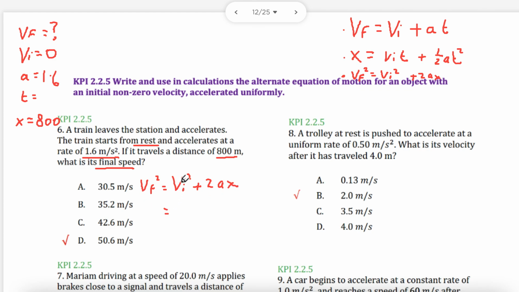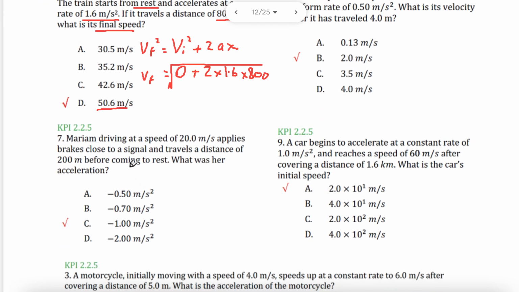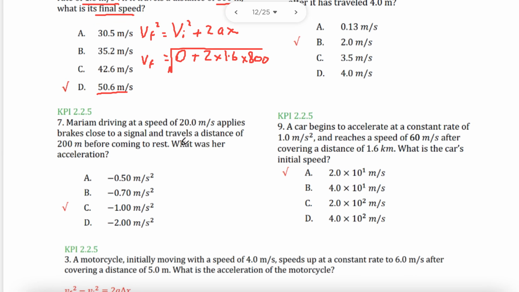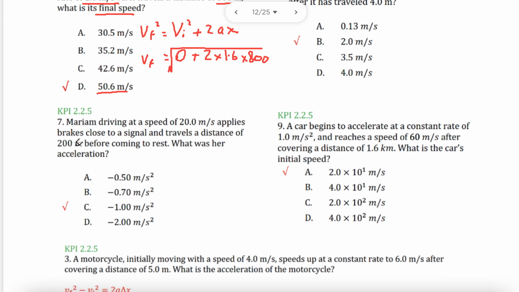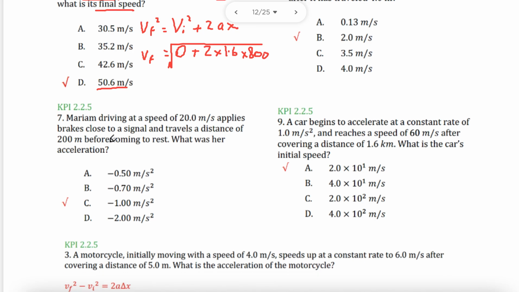So that equals, well, that's just 0, plus 2 times 1.6 times 800. And that's for VF squared, right? So if I wanted to find VF, I have to take the opposite of the square, which is the square root. So once I've solved this, all I need to do is take the square root of my answer. You will get 50.6. Over here, we have Miriam driving at this speed here. She brakes and travels this distance. And then what was her acceleration?